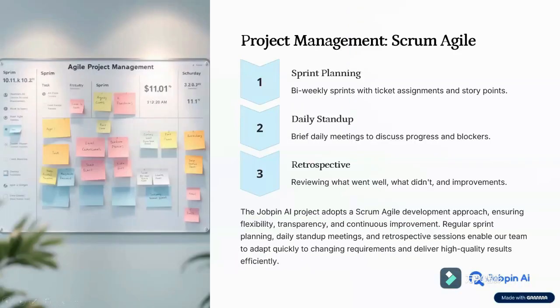For project management, we are following the Scrum Agile framework. We plan in 2-week sprints with ticket assignments and story points. Every day we have short stand-ups to track progress and address any blockers. After each sprint, we hold retrospectives to see what went well, what didn't, and what we can improve. This approach keeps us flexible, transparent, and efficient.